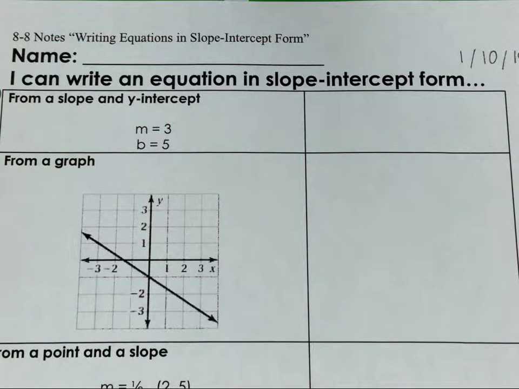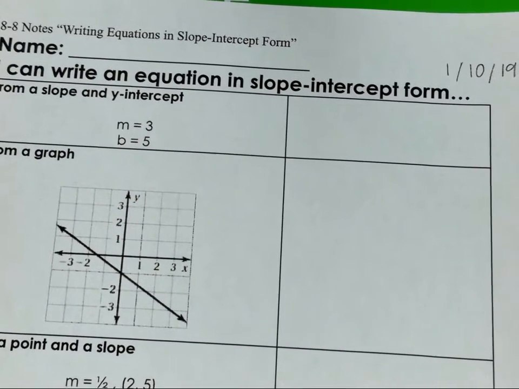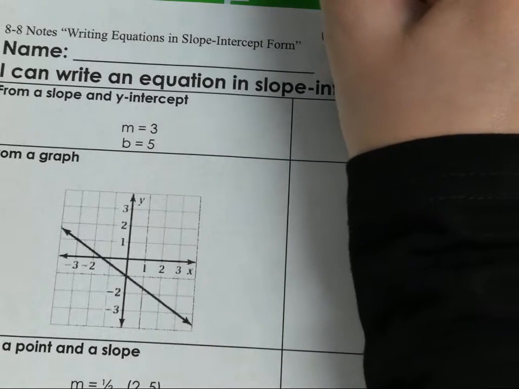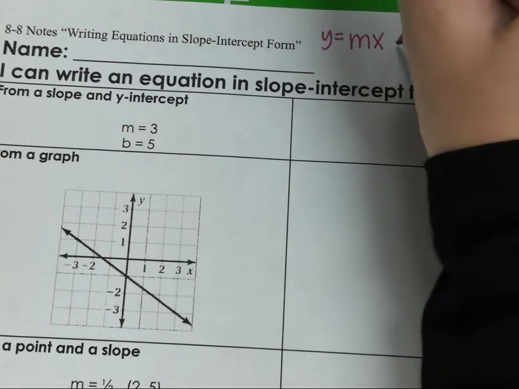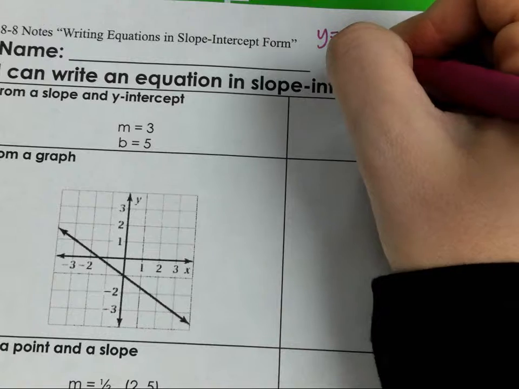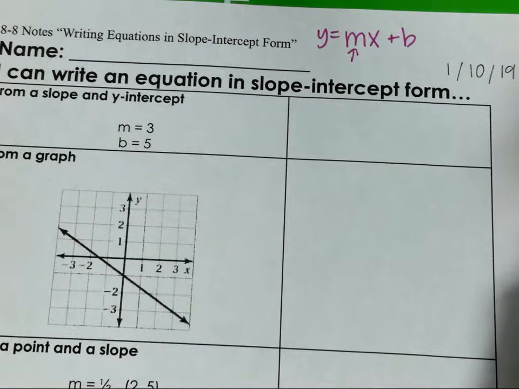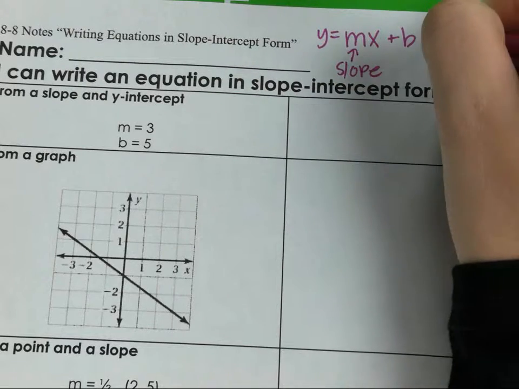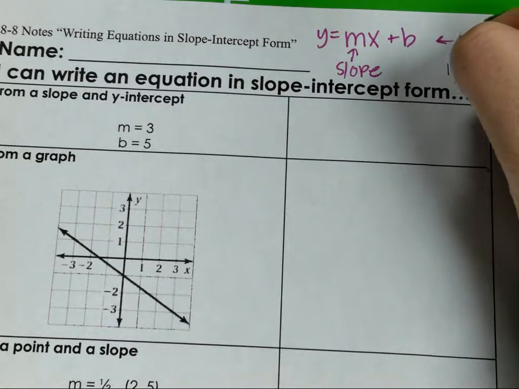Alright, so we are learning how to write all of these equations in slope-intercept form, okay? But first, before we get started, let's review. Somebody raise your hand and tell me what slope-intercept form is. Casey. Perfect. Y equals mx plus b. And what does that m stand for? Slope. And what about that b? Y-intercept. Good.